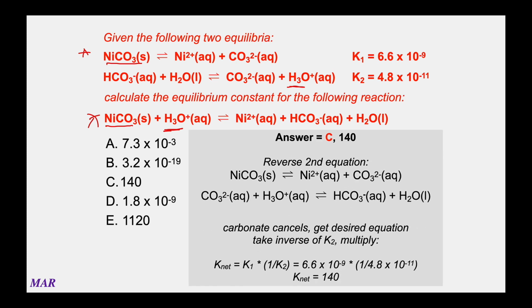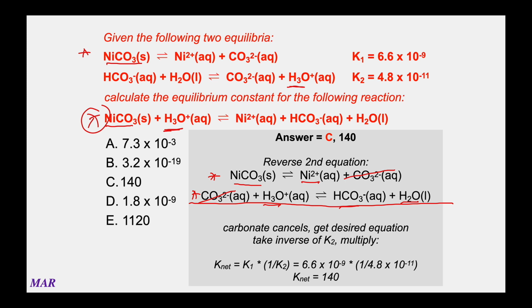So here's what I did. I used the first reaction as is, didn't touch it. Nickel carbonate goes to the ions, no problem. But I did flip the second reaction around: carbonate plus hydronium makes hydrogen carbonate and water. If you combine these two together, the carbonate on the reactant and product side cancels. So the pieces that are left are nickel 2 carbonate plus hydronium making nickel 2 plus, hydrogen carbonate, and water, and that's exactly what we want in the desired reaction.